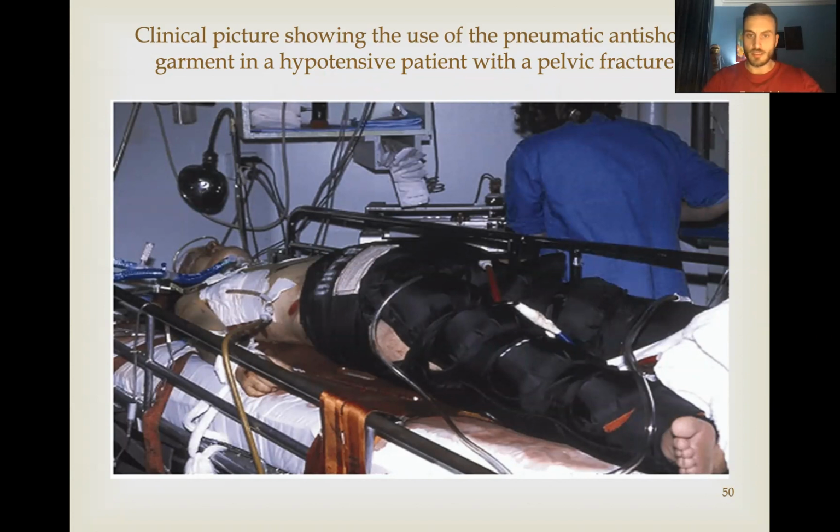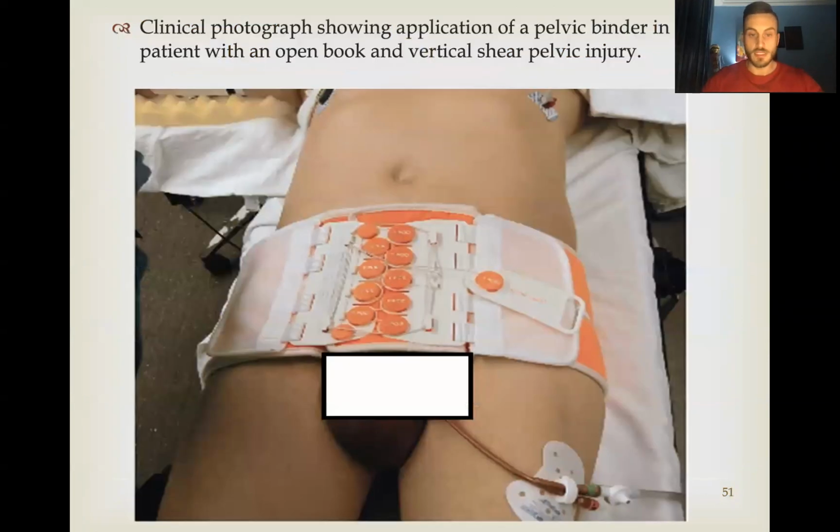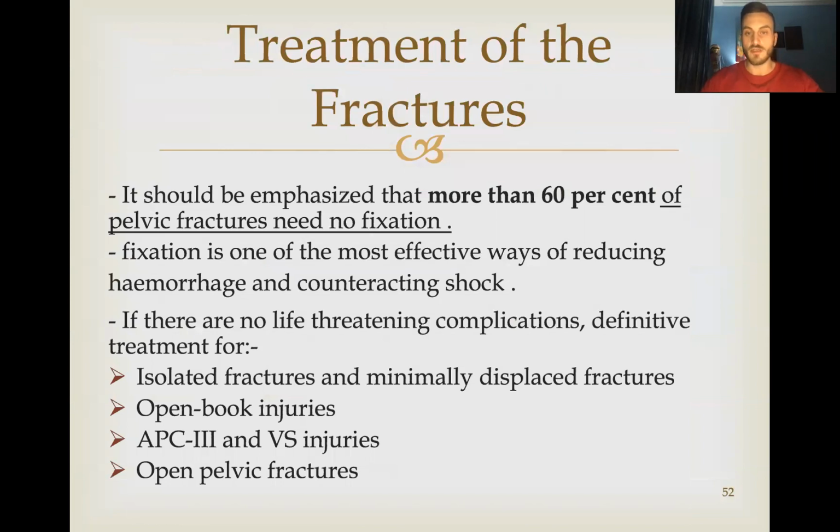As you can see in this picture, this is a tourniquet that's put on the lower limb. It's like trousers, and it's being inflated, and it stops the bleeding in the pelvis and in the lower limb. You can't use it for much time, but it's a life-saving measure. This is the pelvic binder I told you about that you put for an open book fracture. And finally, for the treatment of the fractures, more than 60% need no fixation, because usually it's an extra-articular, non-displaced fracture. When do you need fixation? When it's intra-articular. So when it's intra-articular, anatomical reduction and absolute stability.